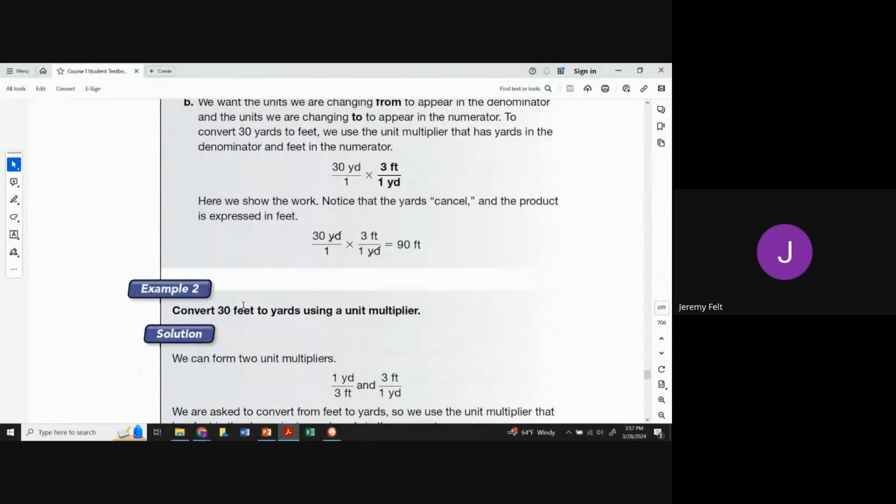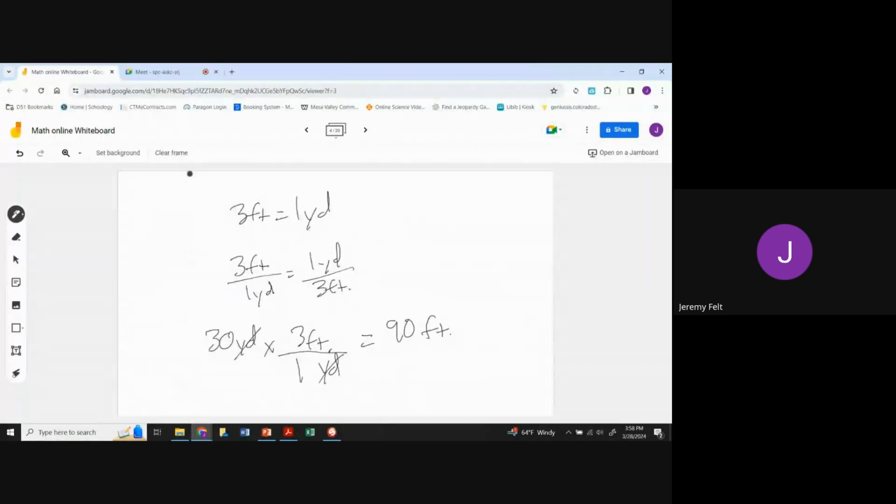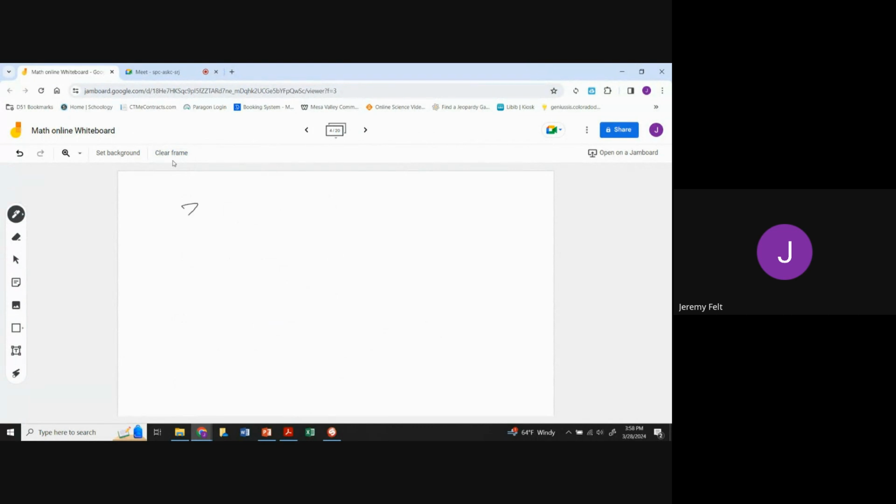Example 2, we want to convert 30 feet to yards. So 30 feet, I'm going to end up with yards. So I know right away, what do I do? Feet up top or in the bottom? Well, feet is in the numerator here, so I want to cancel it out. So I know it goes into the denominator down here. I want to end up with yards in my solution, so that's why it goes up top here.